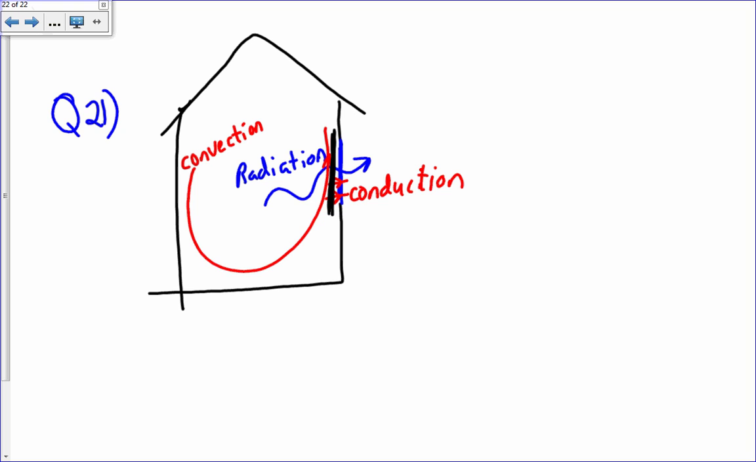All right, let's go on to the problems. Problem number 1. How many calories of heat would be required to raise the temperature of a 45 kilogram person by 2 degrees Celsius? All right, so the mass of the person is 45 kilograms, and I want to change the temperature of that person by 2 degrees Celsius.